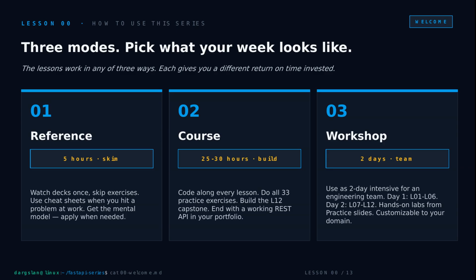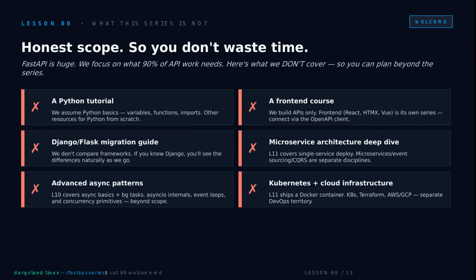Reference mode is 5 hours of skimming the decks. You walk away with the mental model and reach for the cheat sheets when something breaks at work. Course mode is the full build. Every lesson, all 33 exercises, the L12 capstone, and a working REST API in your portfolio. Workshop mode splits it across 2 days for an engineering team. Lessons 1 through 6 on day 1, 7 through 12 on day 2, with hands-on labs you can tailor to your own domain.